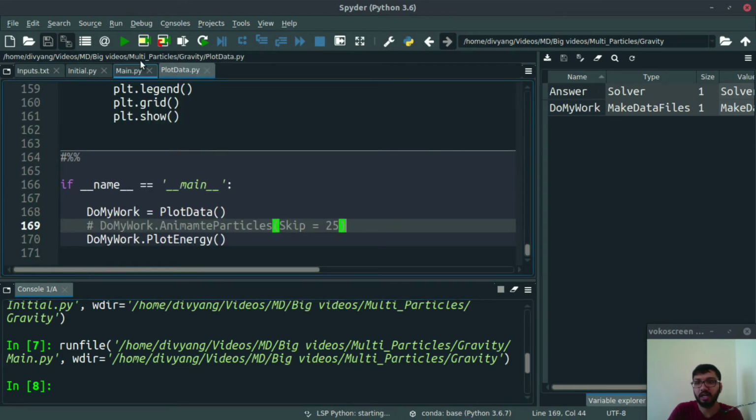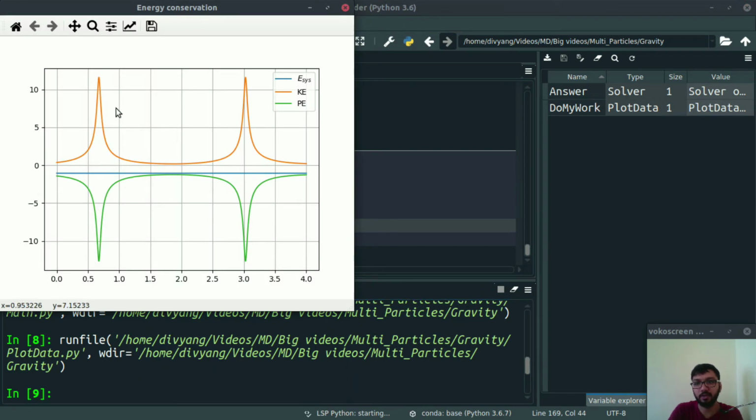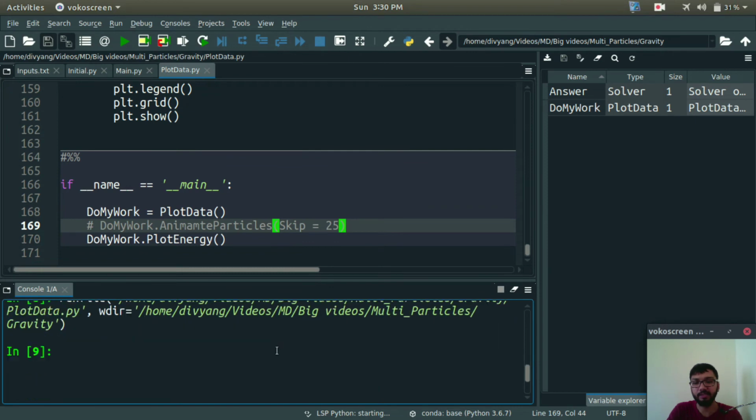Okay, it's time for plot.py. Okay, so we are getting this kind of energy profile. We have 2 sharp peaks in kinetic energy and 2 peaks here in potential energy. And the good news is our total energy is remaining constant. That means our simulation is correct.